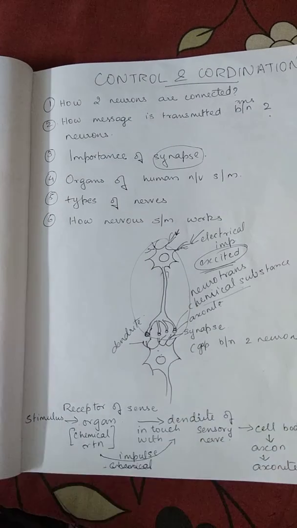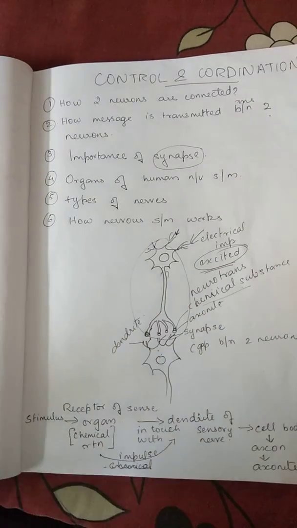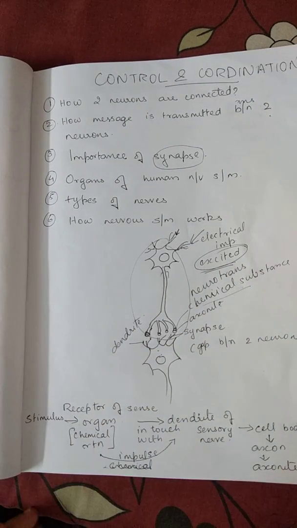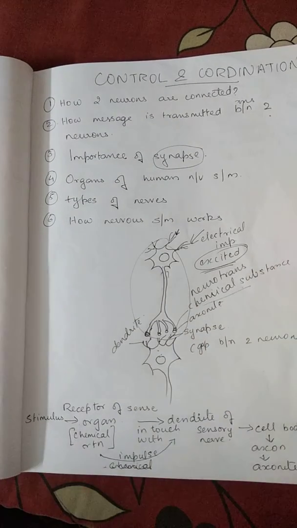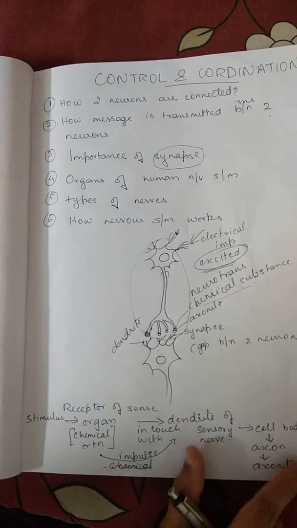Okay, so these are the advantages of having a synapse. Because of the synapse, we can ensure that the message is carried only in one direction. Also, the synapse can sometimes actually control the rate at which the message is transmitted. Also, the neurons can quickly go back to their non-excited state because of the synapse. Now we are coming to the next topic, which is organs of the human nervous system.